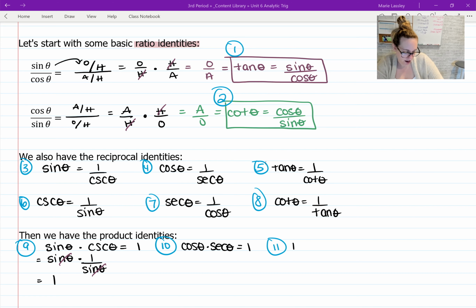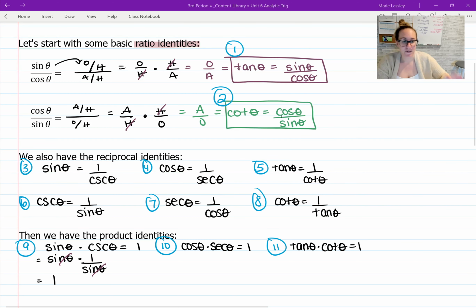And number 11, tangent theta times cotangent theta equals 1. Again, when you have a trig function and you multiply it by its reciprocal, it equals 1 every time. All right, so that's 11. We have 3 left. There is a total of 14.